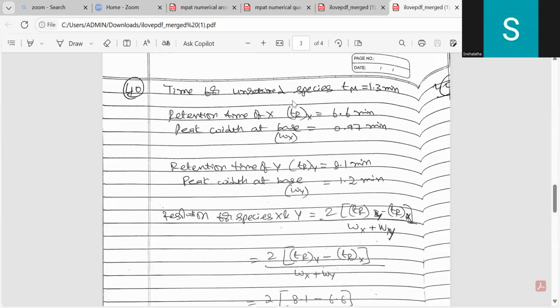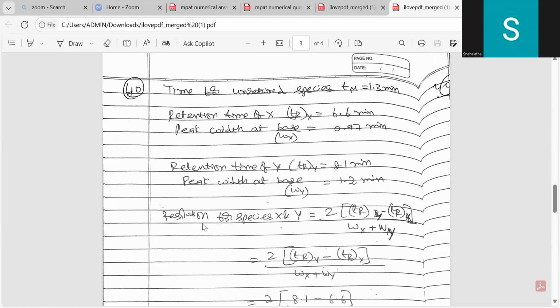so these are the values given in the numerical problem. Time for the unretained species is 1.3 minutes. Our dead time is 1.3 minutes. Retention time of X is 6.6 minutes. Peak width for X is 0.97, and the retention time for Y is 8.1 minutes. Peak width is 1.2 minutes.